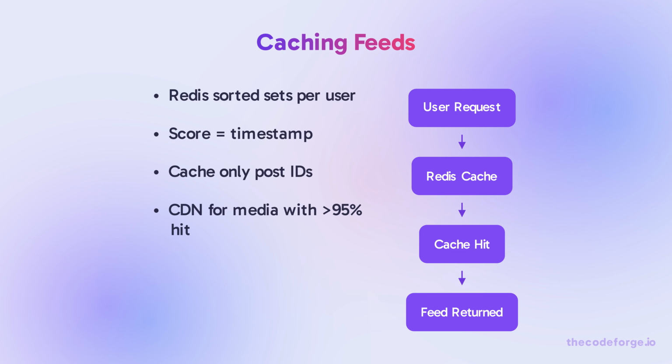Instagram caches each user's feed as a sorted set of post IDs in Redis, scored by timestamp. On scroll, they read from cache. Cache misses fall back to the pull-based generator. For media, a content delivery network caches at edge locations with a hit ratio above 95%. Never cache full post objects in Redis, store only IDs and metadata.